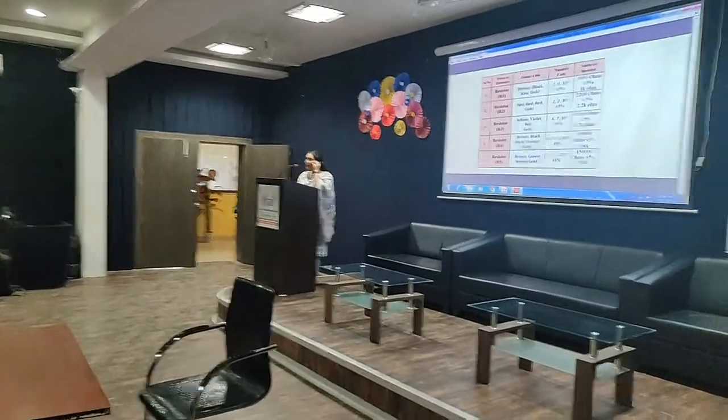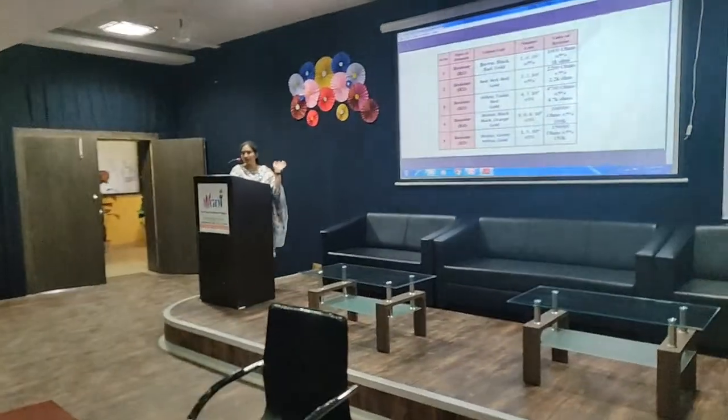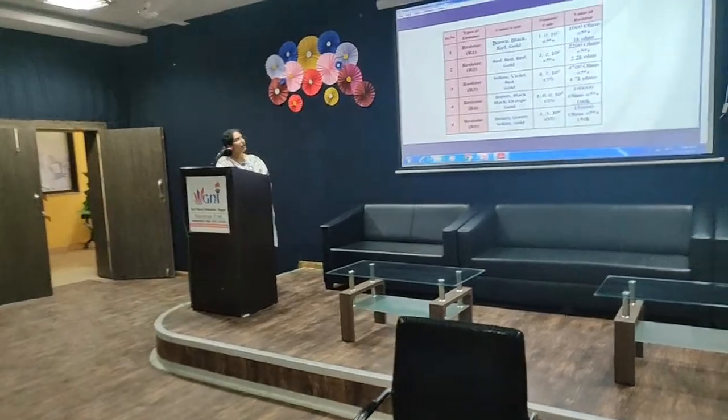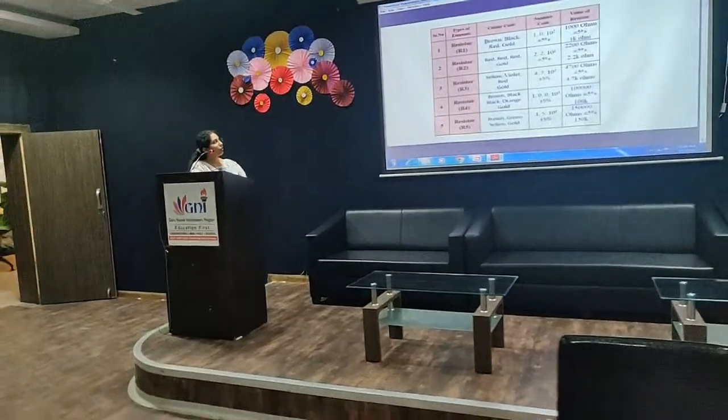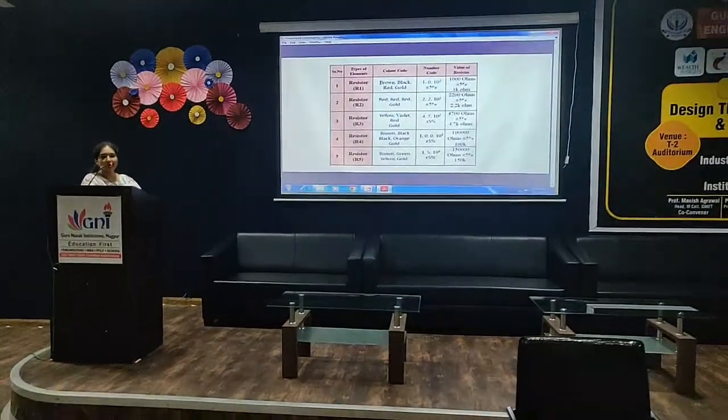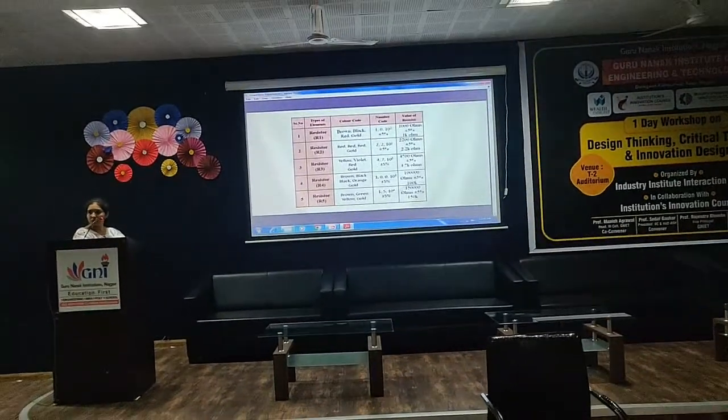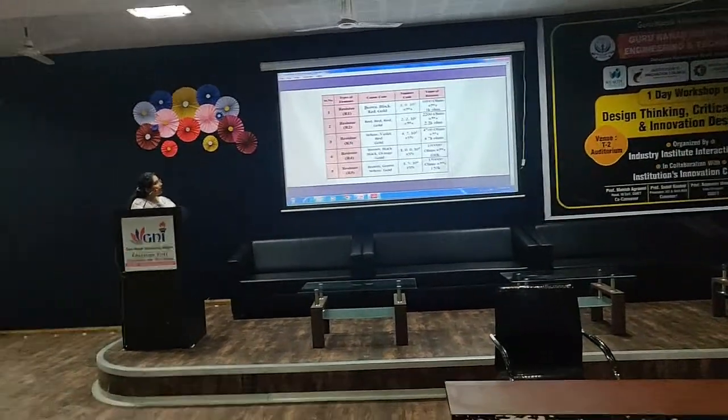So this kind of observation table you can form for the various types of resistors which you have in your box. So you can calculate the values of those resistors by just observing the color codes. Next.